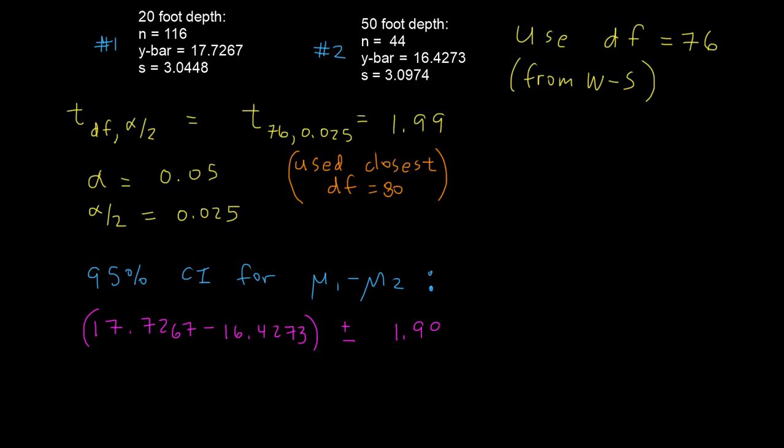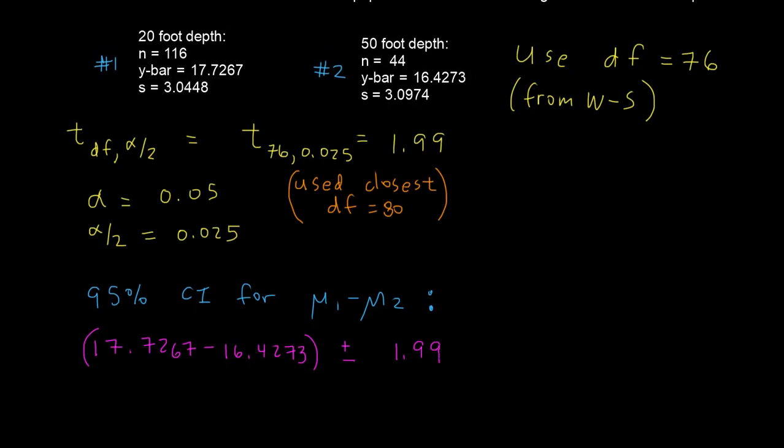Our t critical value, 1.99, and our standard error, I'm going to need a pretty big square root symbol here. s from the first sample, 3.0448. It's s squared over n.